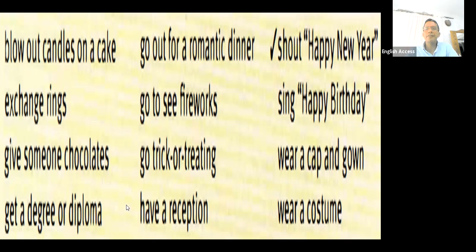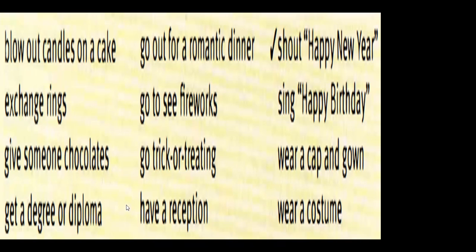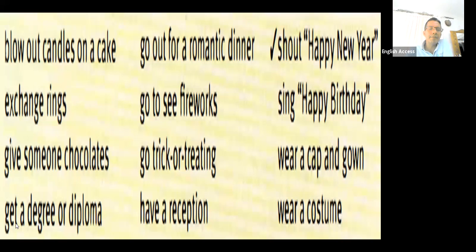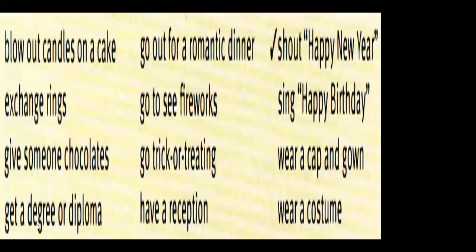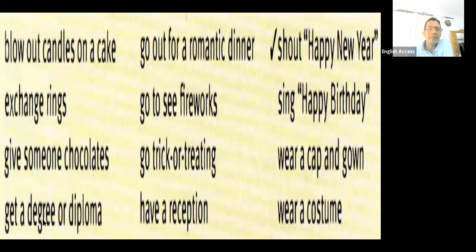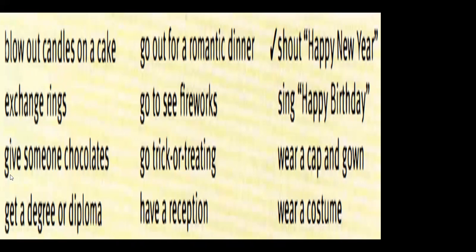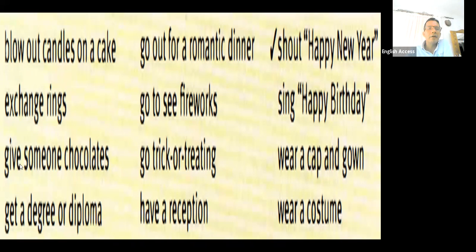Give someone chocolates. Go trick-or-treating. Wear a cap and gown. Get a degree or diploma. Have a reception. Wear a costume. Okay, Andrea, read this one more time: get a degree or diploma. Degree.